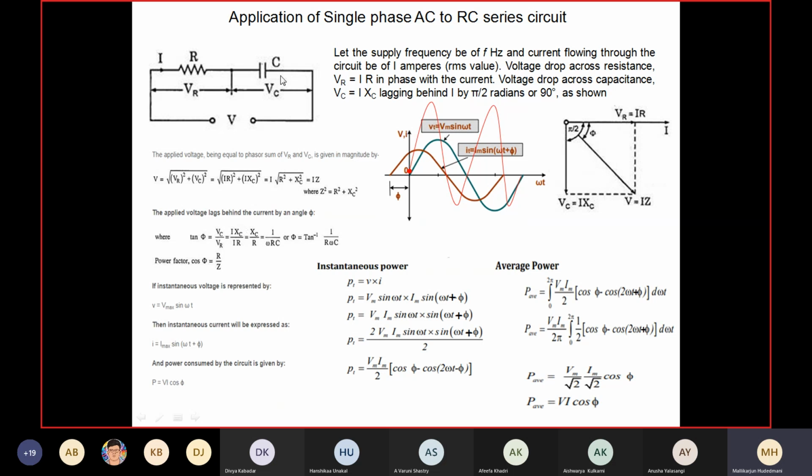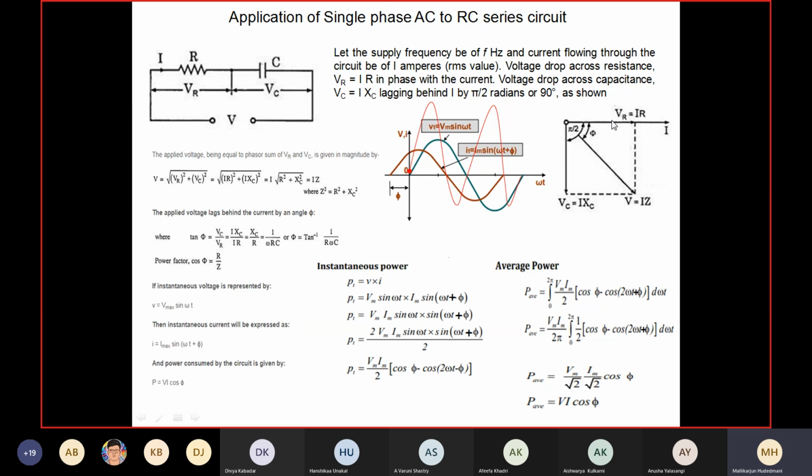Then you can see horizontally we draw a vector of current. Then what is the relationship between voltage across the resistor and current through resistor? In phase, VR vector is drawn all along the I. You can see here VR is drawn along the I, which is equal to I into R. So we are not worrying about the magnitude. We are trying to build relationships.